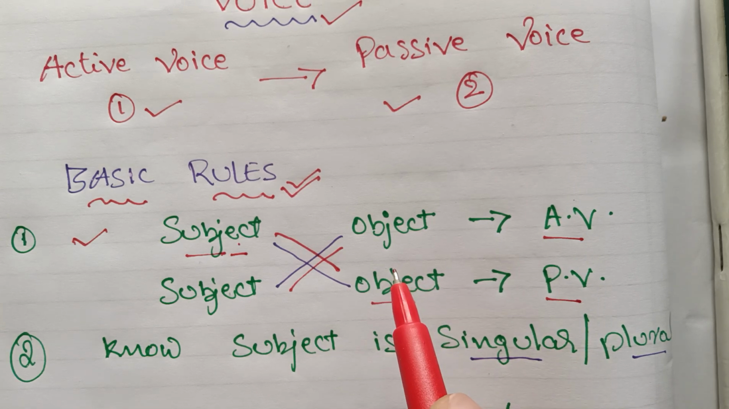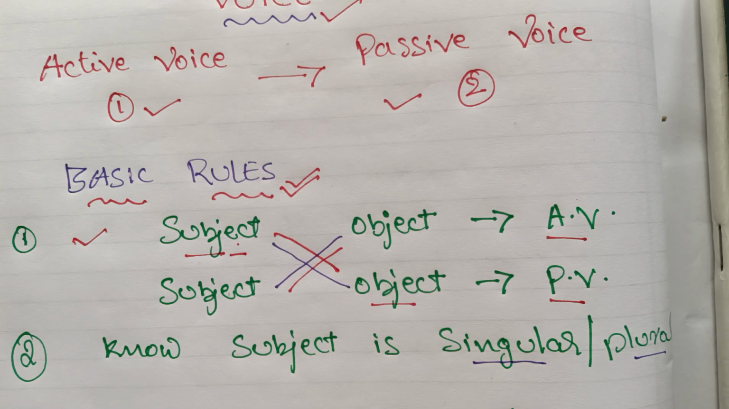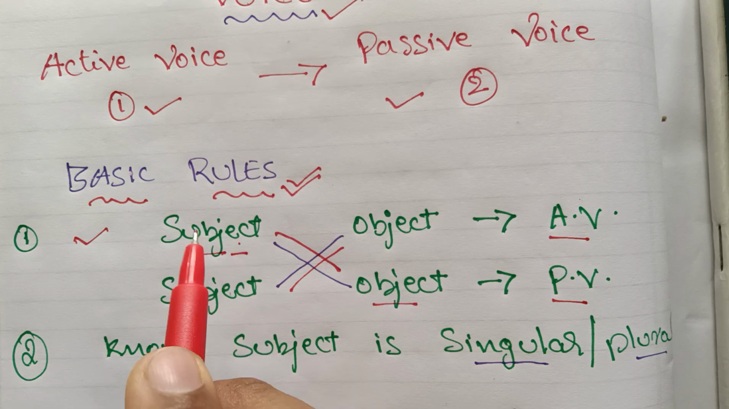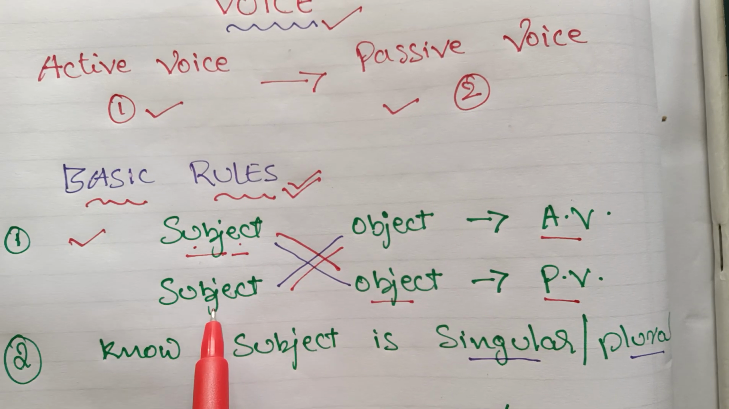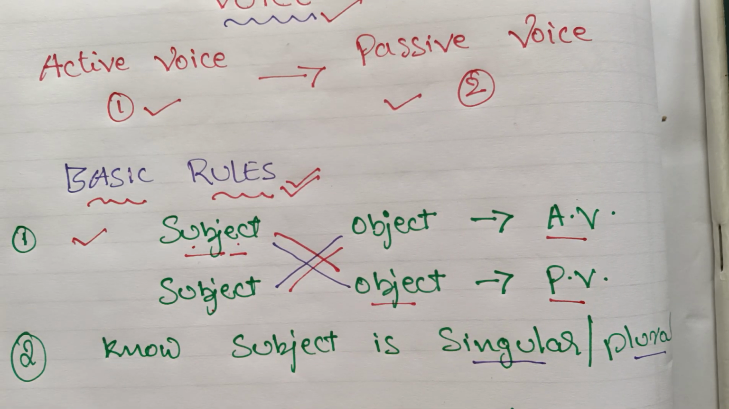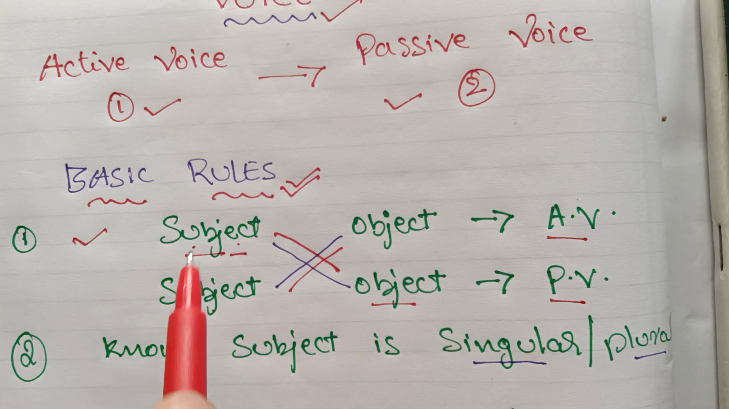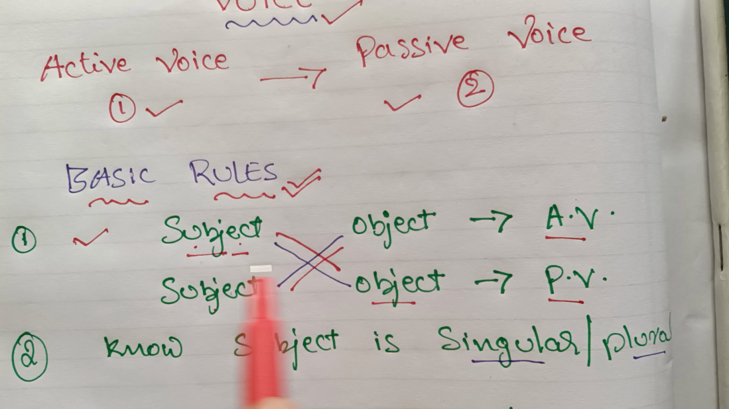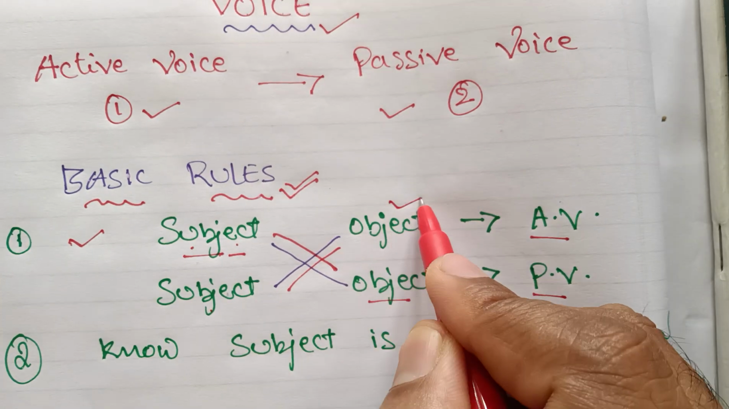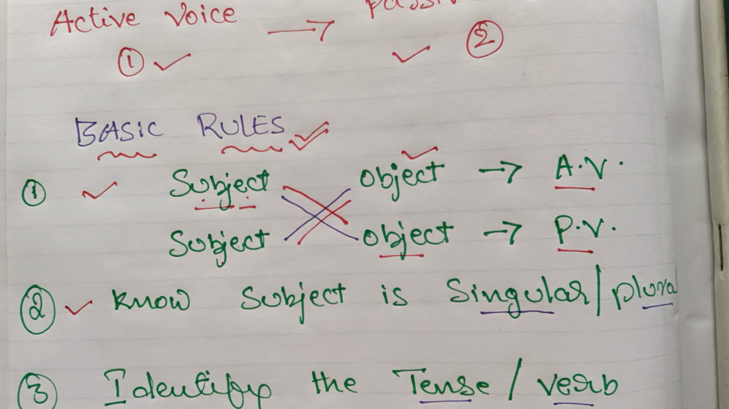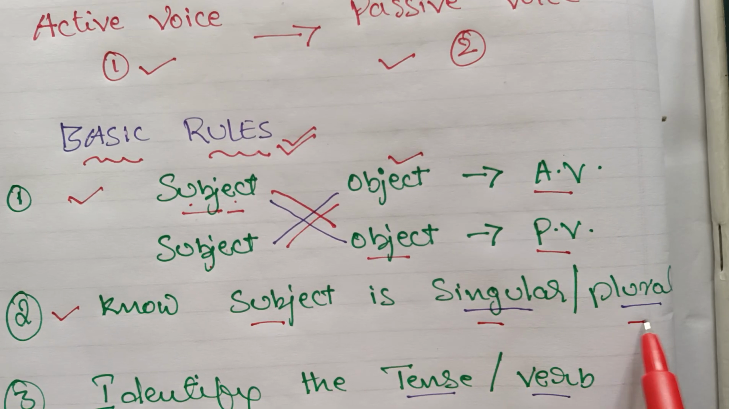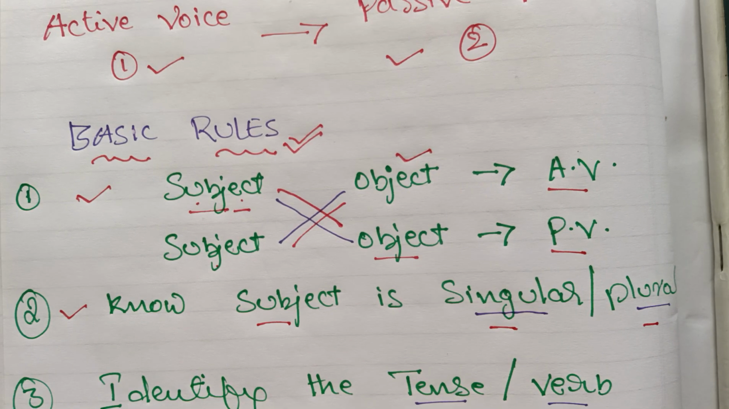And object means the receiver of that action. So the first rule, the subject in active voice becomes object in passive voice, and object in the active voice becomes subject in the passive voice. And also understand, generally and mostly subject will be at the starting of the sentence and object will be at the end of the sentence. This is some other general aspect. Second rule, while changing active voice into passive, know whether subject is singular or plural. It is very important. We must be able to identify whether the subject is singular or plural.